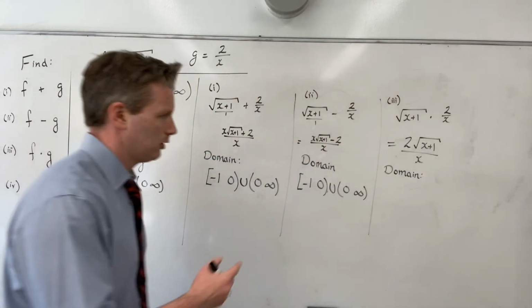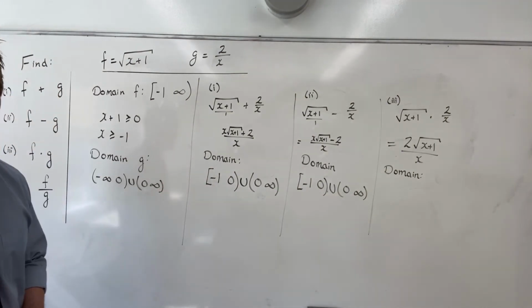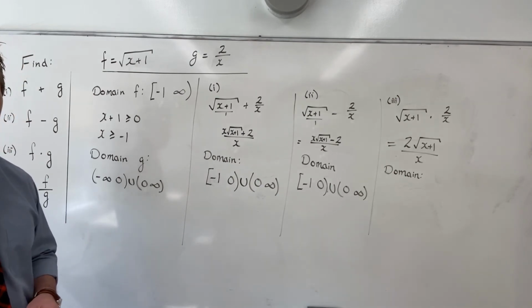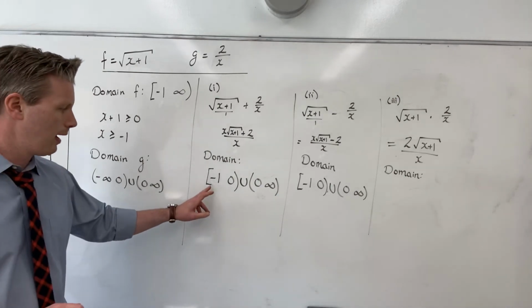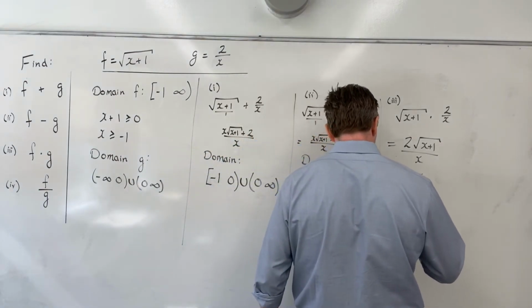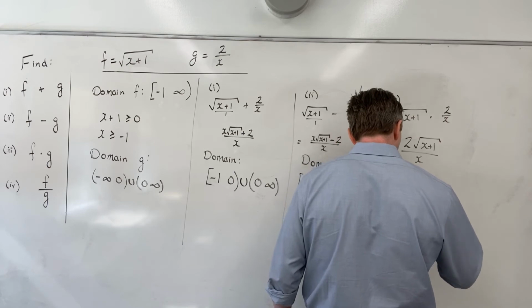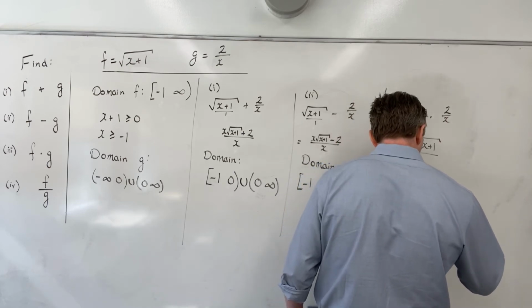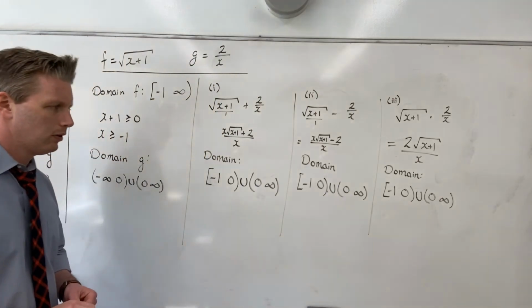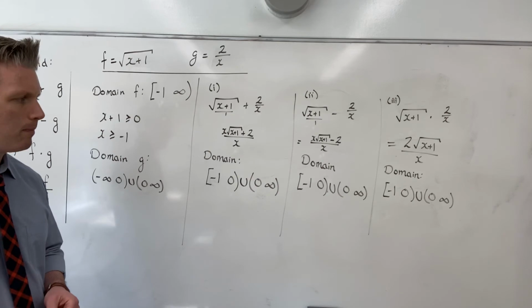The domain: I now have a rational function, and the domain is the same as the domain here. The domain of the product of two functions is the domain of the two original functions combined. And so my domain is, as it was before, minus 1 to 0, union 0 to infinity. So it is all of the numbers from minus 1 to infinity other than 0.